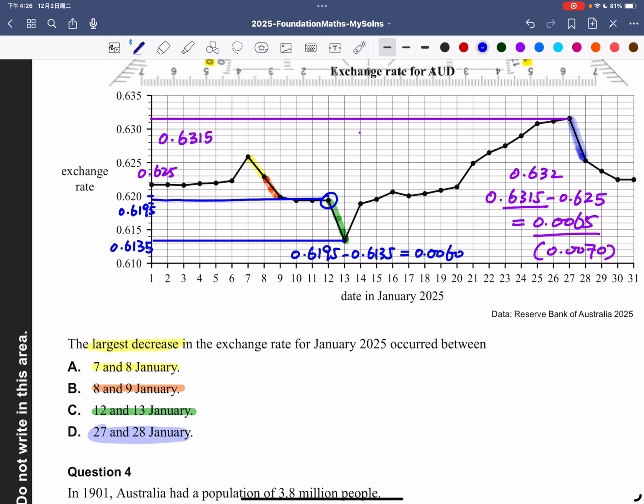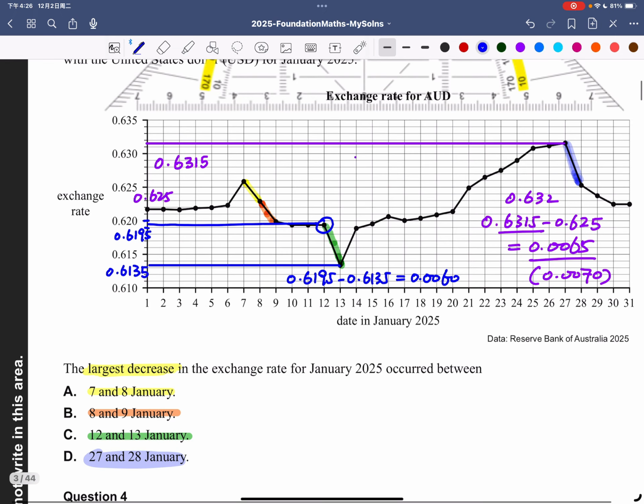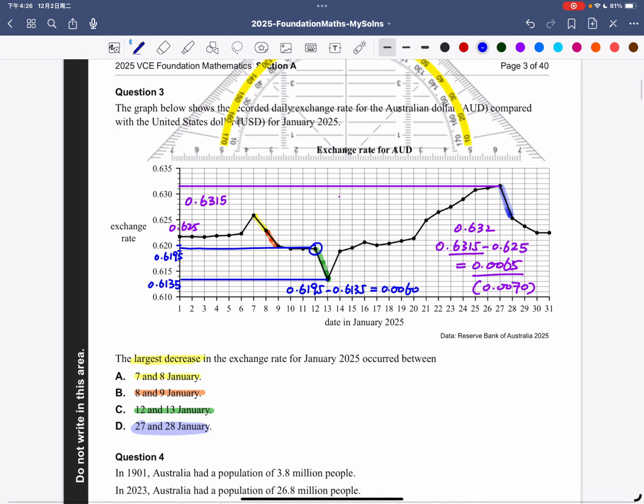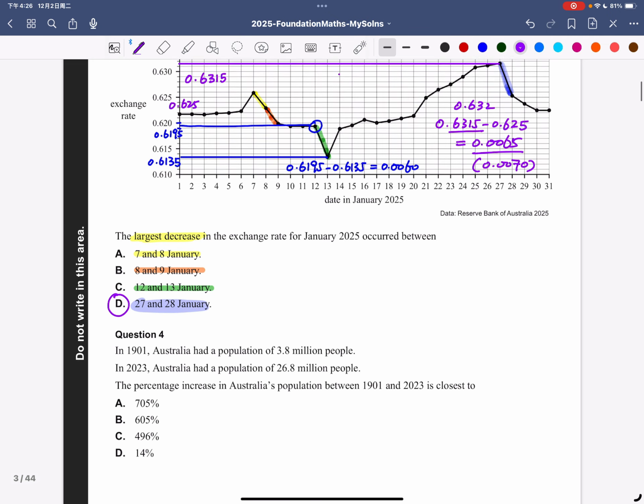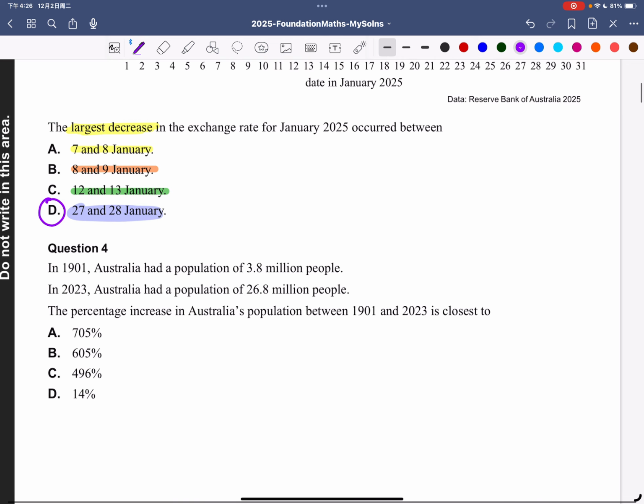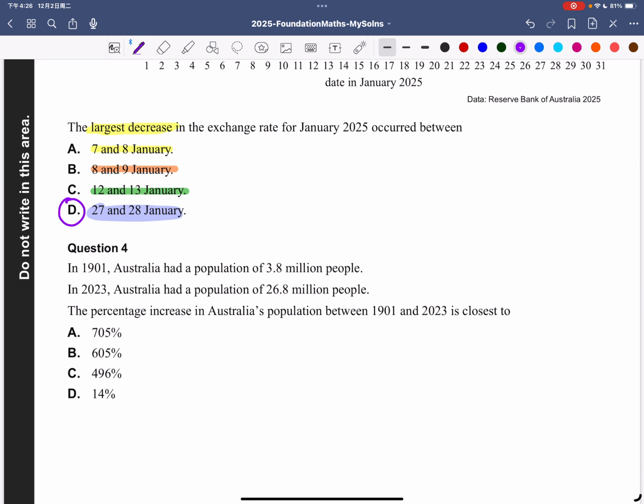Yep, I would say if we take an accurate measurement of the vertical distance, then I would say the last option gives you a slightly larger gap in the vertical direction. That's why I prefer option D as the answer, but you will see eventually the acceptable answer published by VCAA, because VCAA hasn't published the assessment report for this paper.